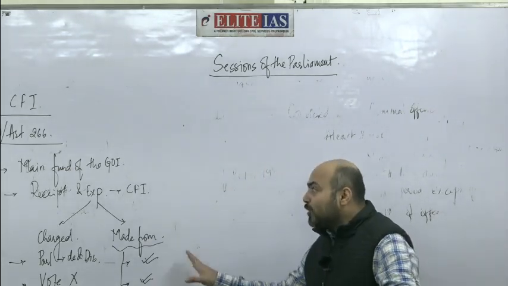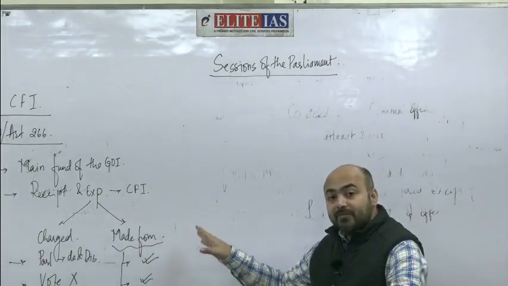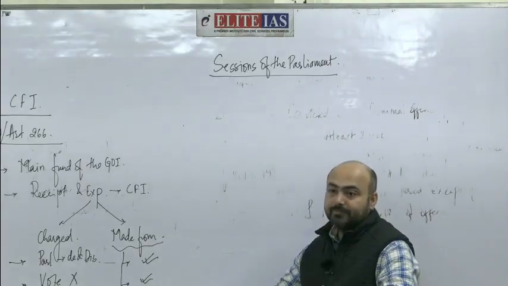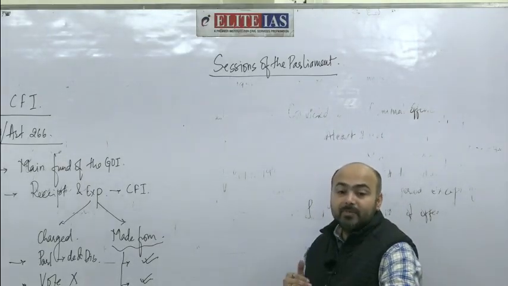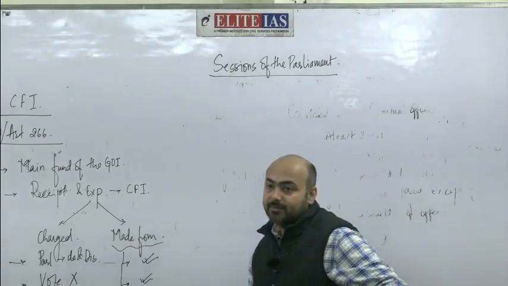On the other hand, those expenditures which are considered to be the part of expenditures made from, they can be debated, discussed and be disallowed. Clear? This is the difference between charged expenditures and the meaning of what is charged expenditure.